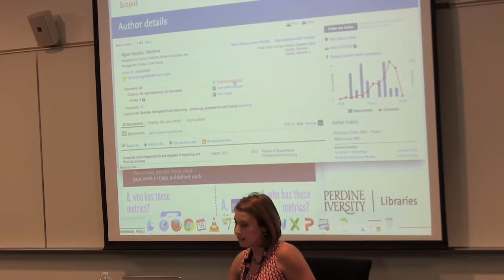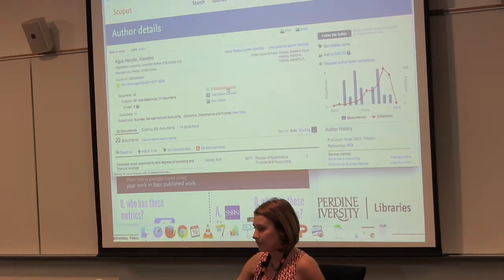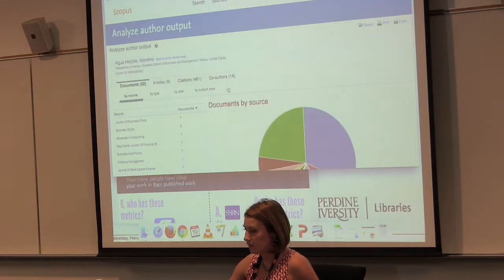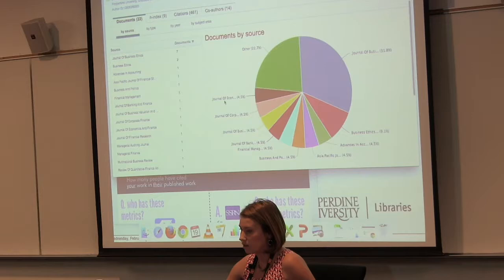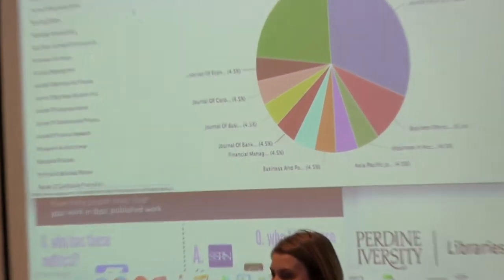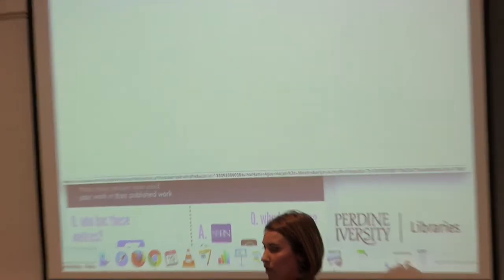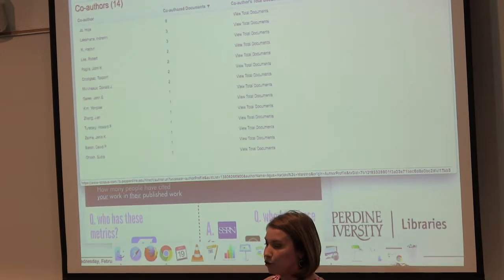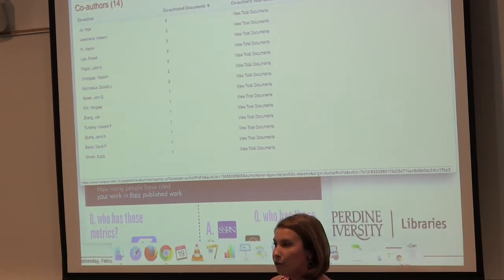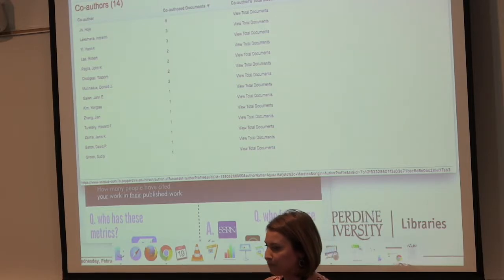I'm going to show Analyze Author Output and wait for that to load. And like I said, it's a nice bird's eye view, so maybe you forget the name of the journal you wrote, but you remember the person you co-authored with. Maybe you're trying to remember who you co-authored with. You can look here.